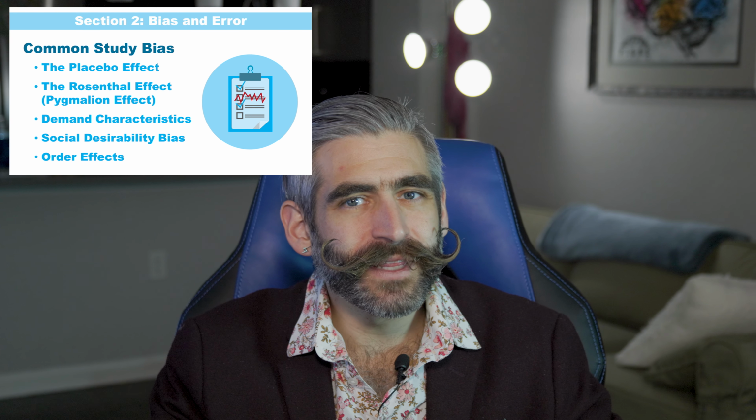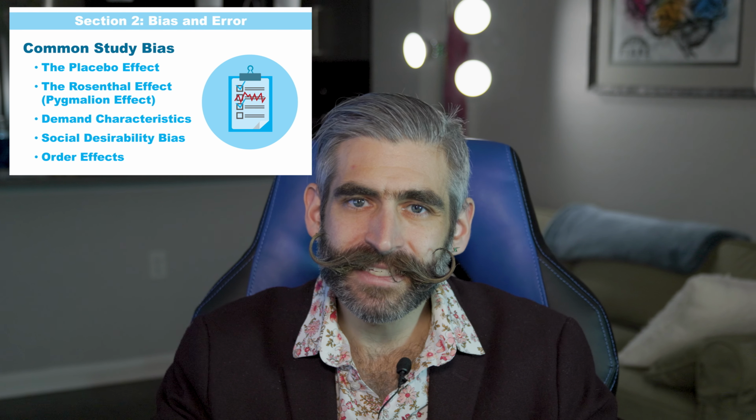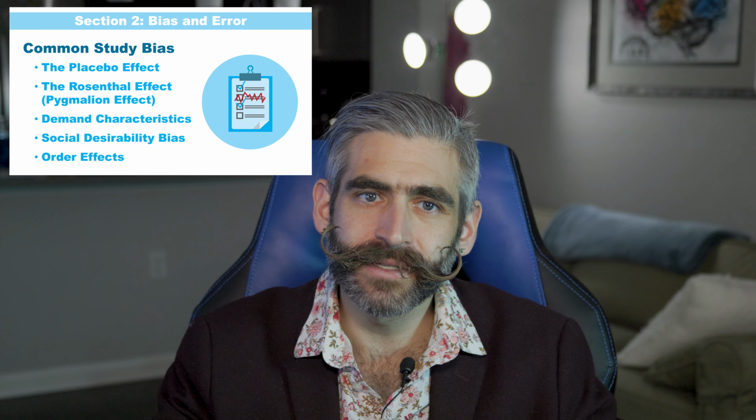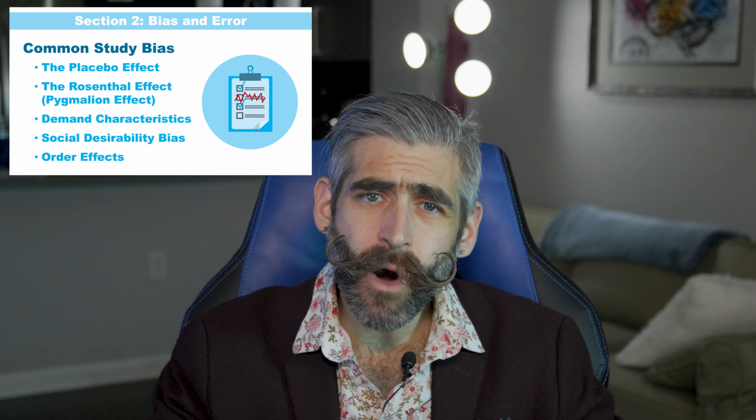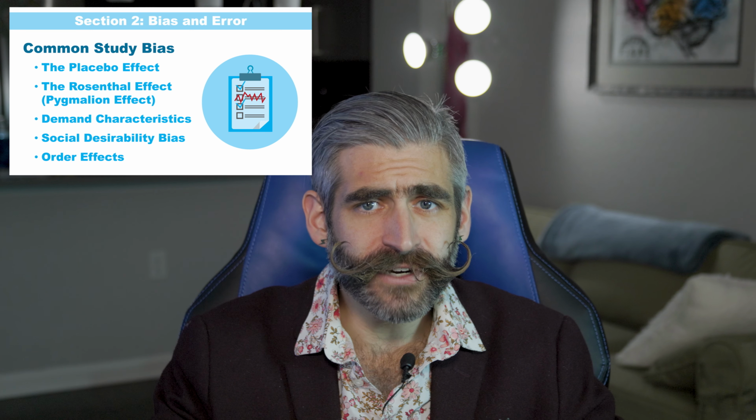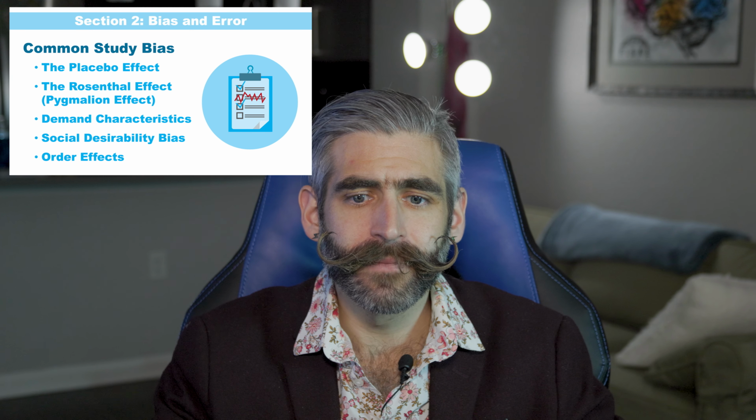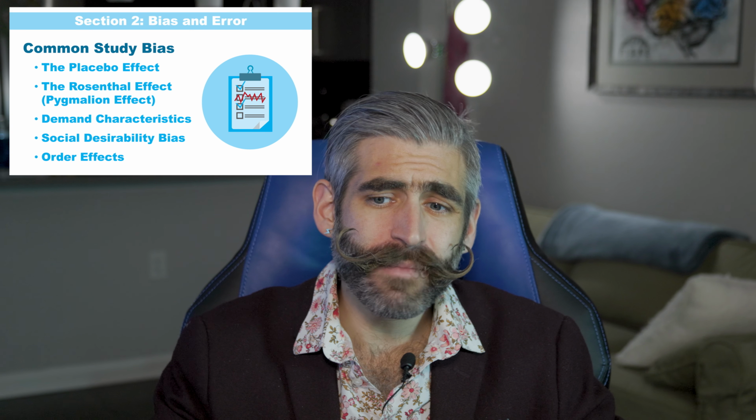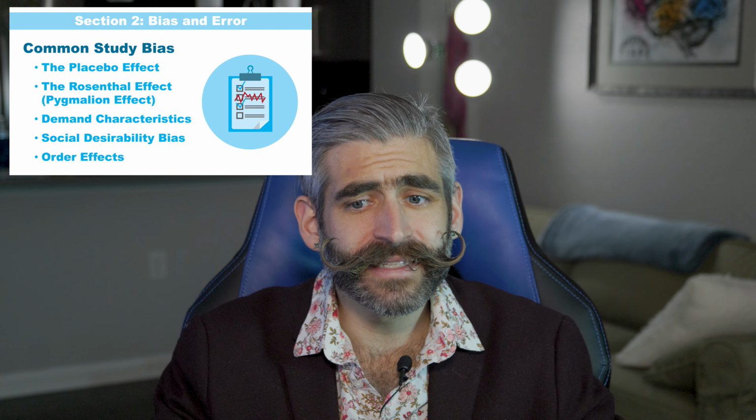Finally, we have order effects. The order effect occurs when the sequence in which participants experience conditions influences the results. In the power balance test, participants always performed without the bracelet first, and then with the bracelet on. By the second trial, they may have improved simply because they practiced the task, not necessarily because of the bracelet.